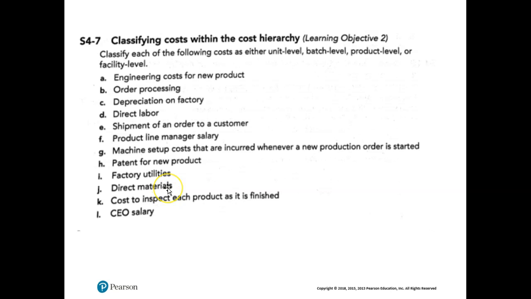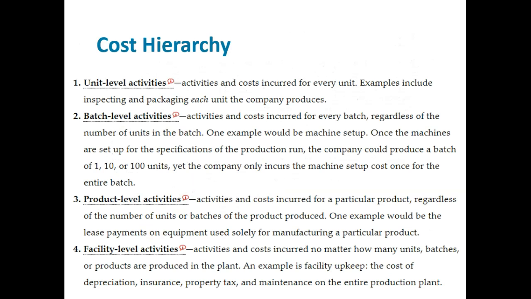Direct materials, direct means traceable by definition, so that would be unit level. The cost to inspect each product as it's finished would be unit level, and the CEO salary, you can't take that down. That would be a facility level cost. Okay.